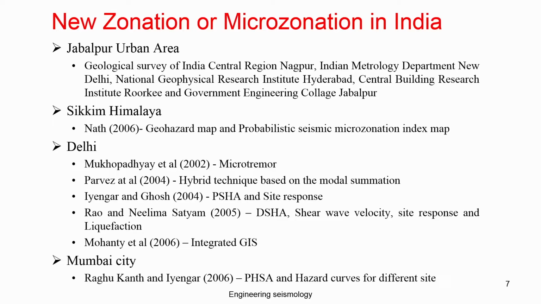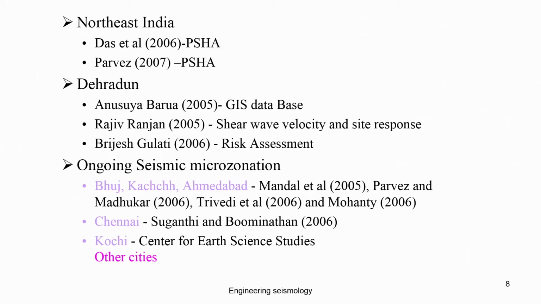The cities done by others but not released as an official record by the NDMA, though the state government did it, include Mumbai city. Here I have also given a brief about the people who are involved in those kinds of studies on this slide. Then there are people who have done work for specific areas with international funding or their own arrangements at the state level, such as in Northeast India and Dehradun. So there are some cities where people are doing microzonation.